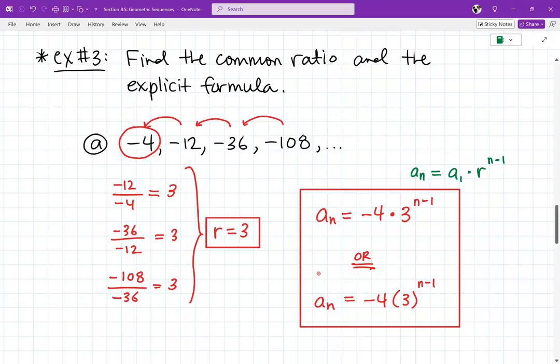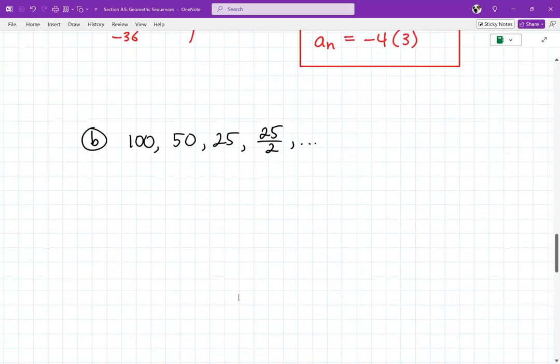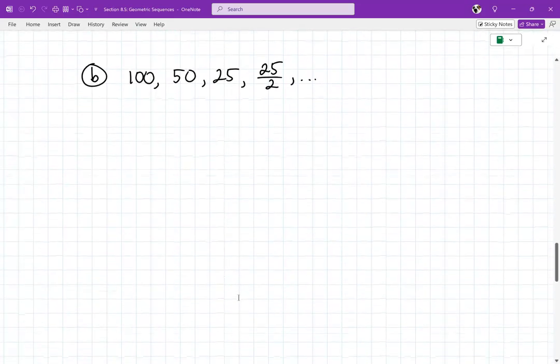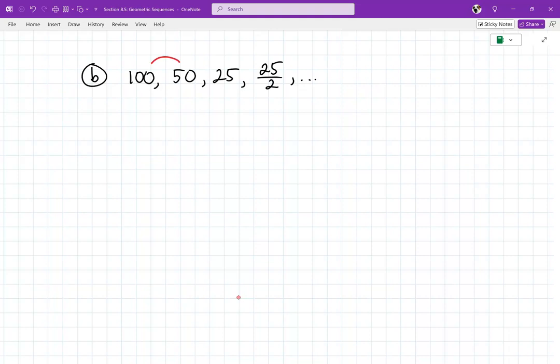Any questions on this one? Pretty easy, right? Divide, and then once you know that common ratio, if it exists, then make it fit into a formula. So let's do this next one really quick. Again, calculators might be helpful in some of these cases. So I got 10, 50, 25, and 25 over 2. Those are my terms.